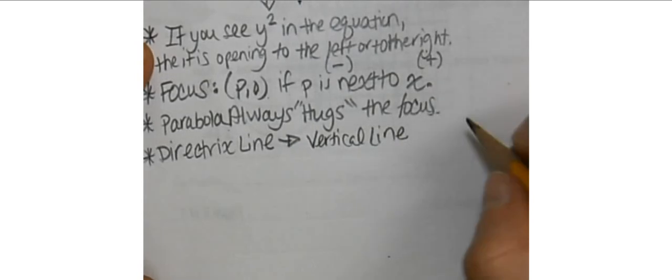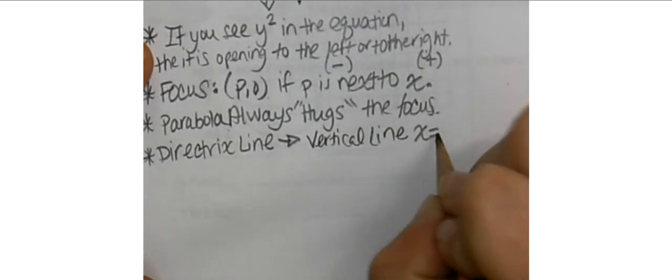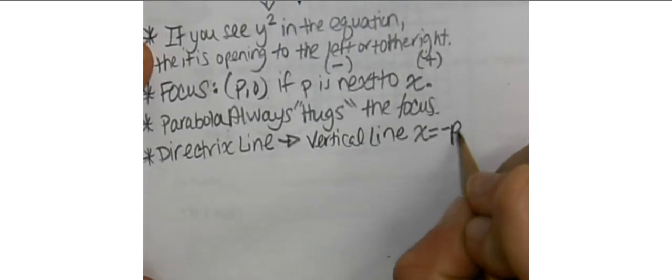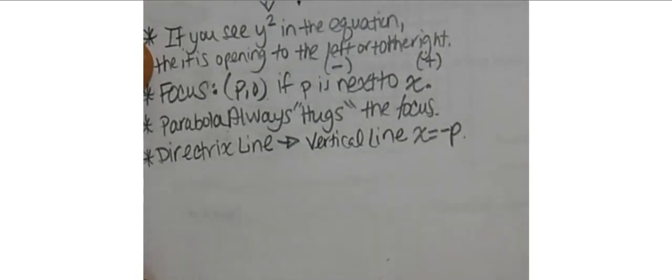And that vertical line is going to be in the form of x is equal to the opposite of p. So if we found p to be 5 in this problem, we would have our equation of this line be x equals -5. These two numbers, the directrix and the focus, should always be opposite signs of each other. Always. If they are the same sign, then that tells you that you did something incorrectly.